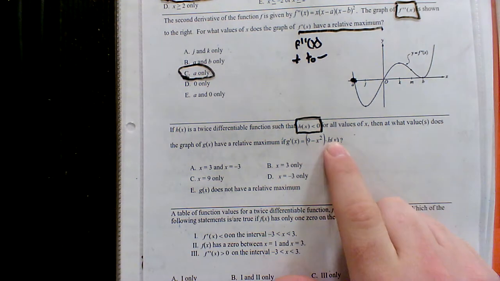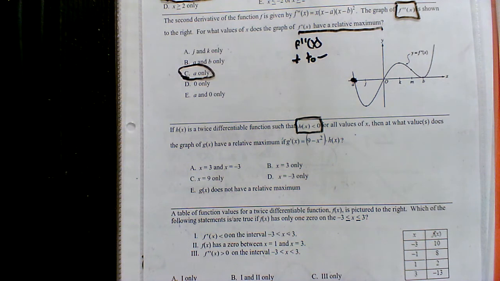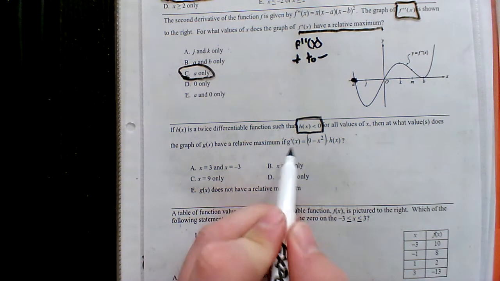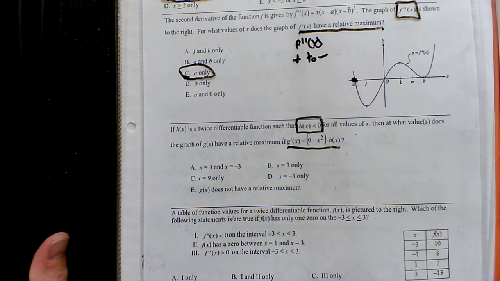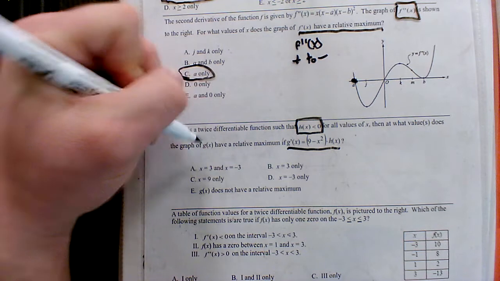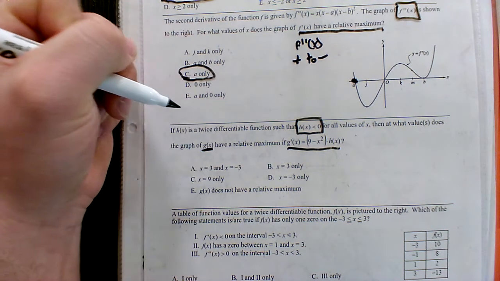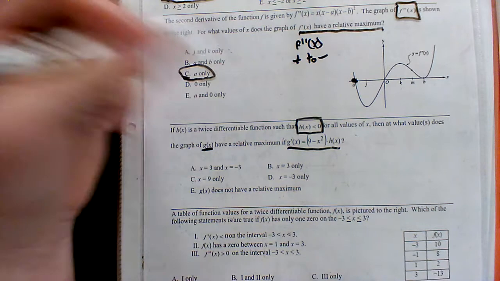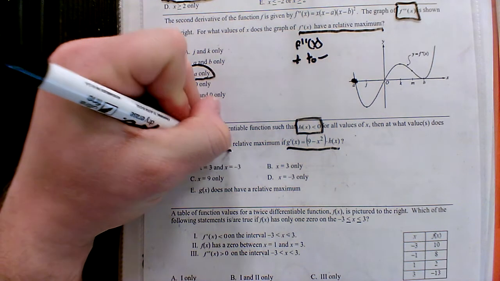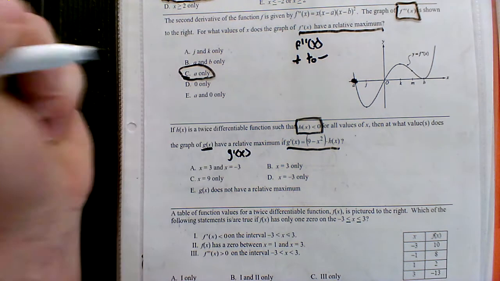That's true. That's negative. Okay, for all values of x, then at what value or values does the graph of g of x have a relative max? And we're given the derivative here. We want to know a relative max of the original. So if we're finding the relative max of the original, what are we looking for in the derivative again? We've been talking about this quite a bit. We're looking where g prime of x does what?